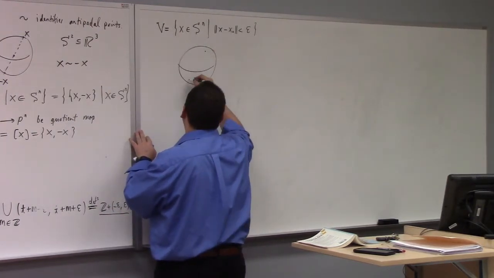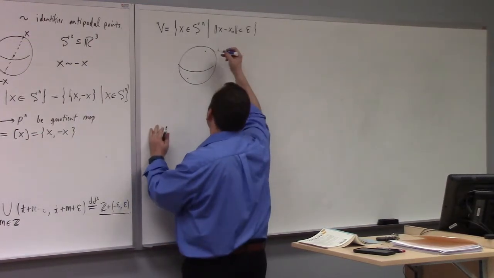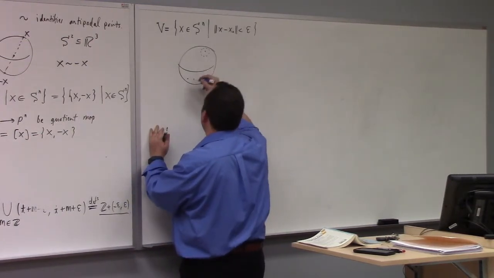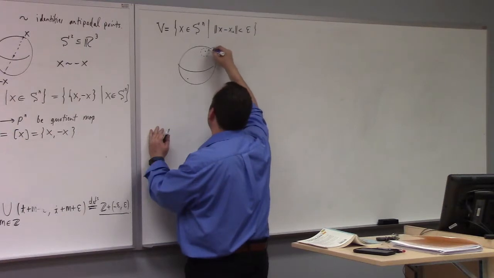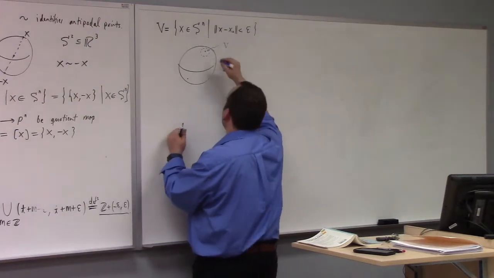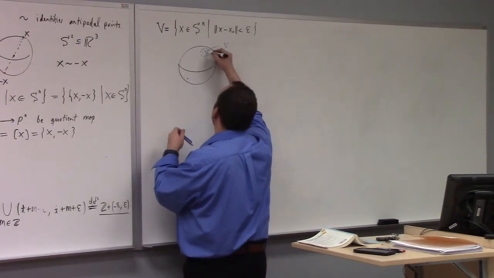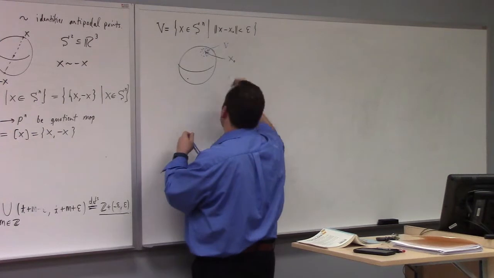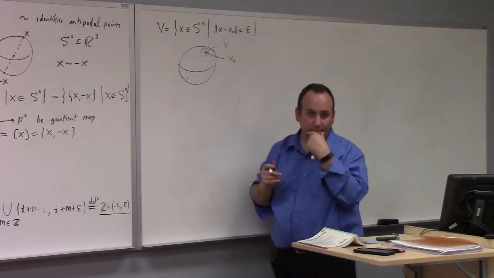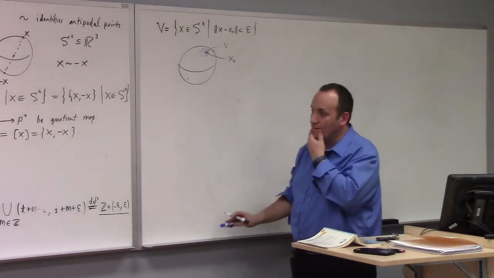Picture not awesome, but so this is some kind of, here's x naught, right? I'm saying that this is V, all right? And so the center point there is x naught. That's a subset of S2, right?